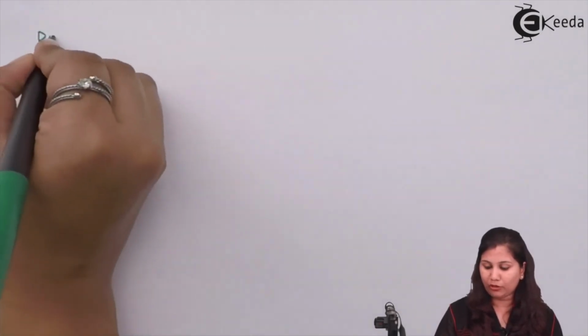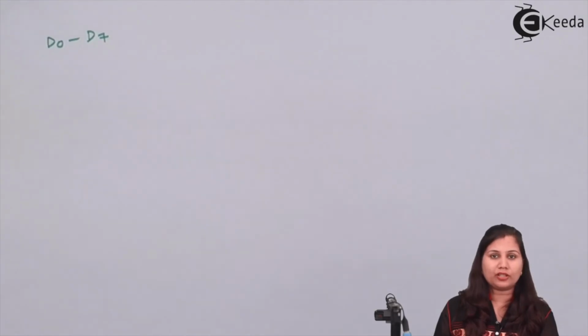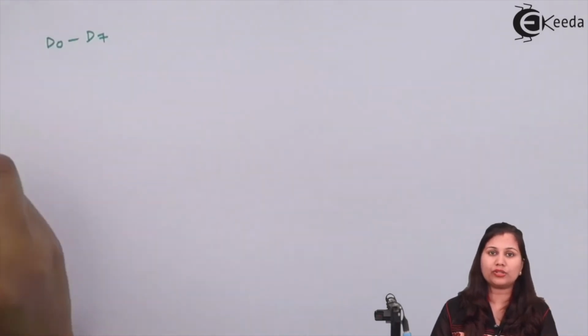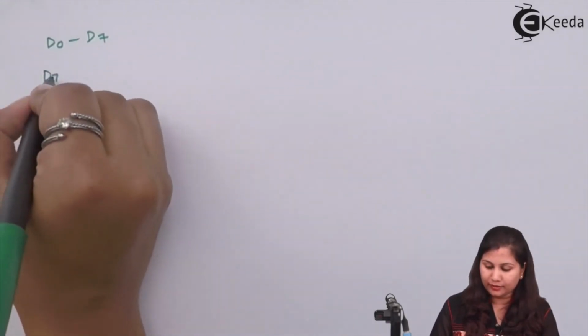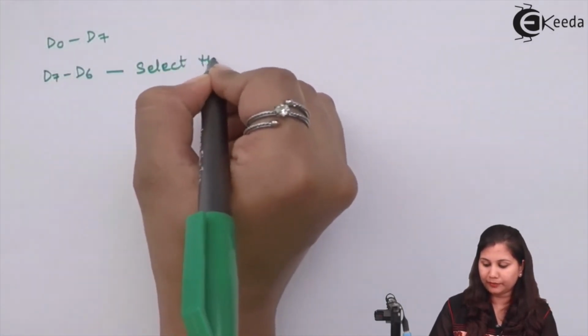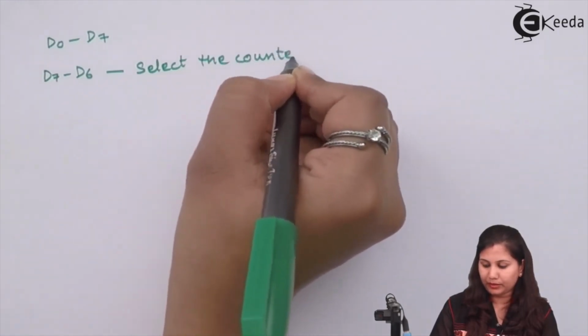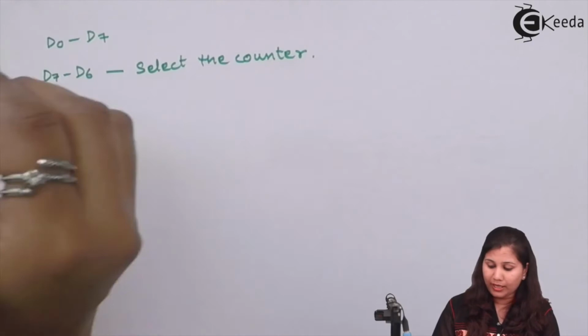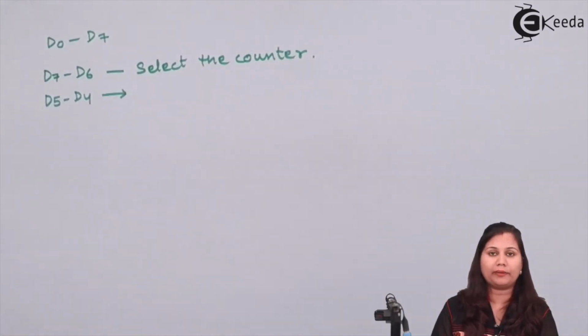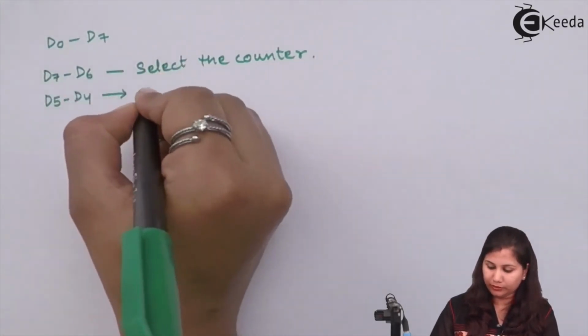We have seen the control word of 8253, with the 8 bits of the control word from D0 to D7. These bits define different functions. The bits D7 and D6 are used to select the counters: counter 0, counter 1, and counter 2. Then come bits D5 and D4, and these bits define the operation which is performed by the counter.